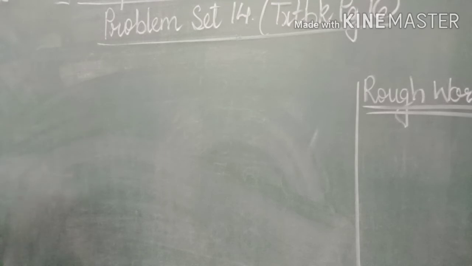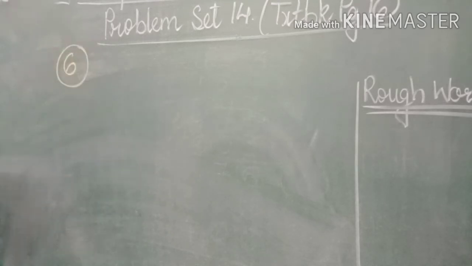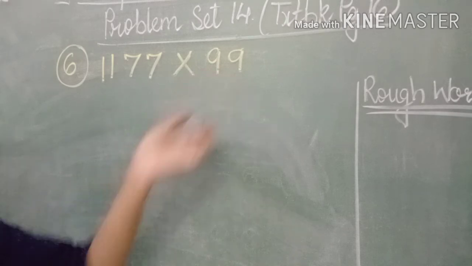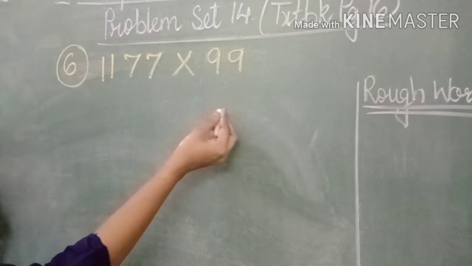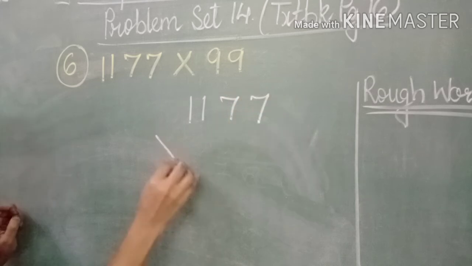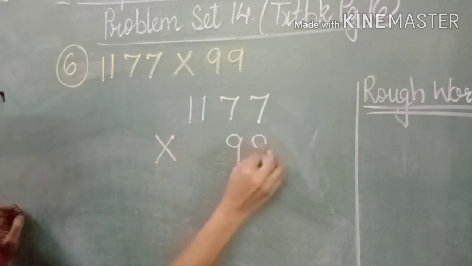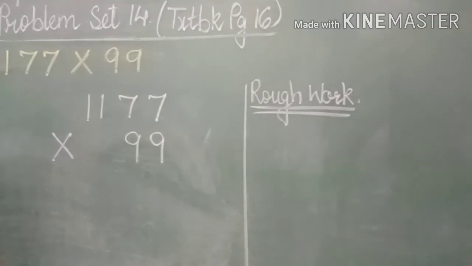Now students, we are going to solve the sixth sum. Have a look, what is the sixth sum? So here it is necessary to learn the table of 9. In multiplication it is very necessary to learn the tables of 1 to 10 and 11 to 20. At least 1 to 10 is compulsory. So let's do the calculation. So we are going to write 1177 multiplied by 99. Let's do the calculation everyone. Ready?